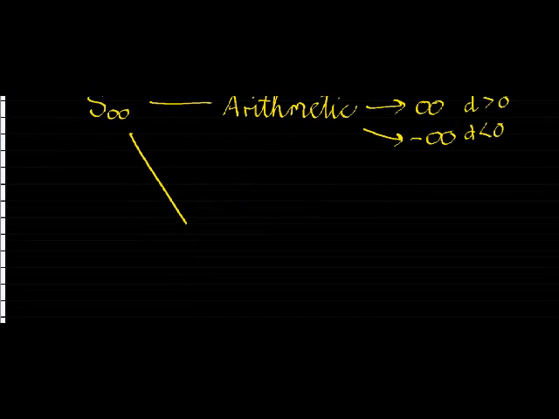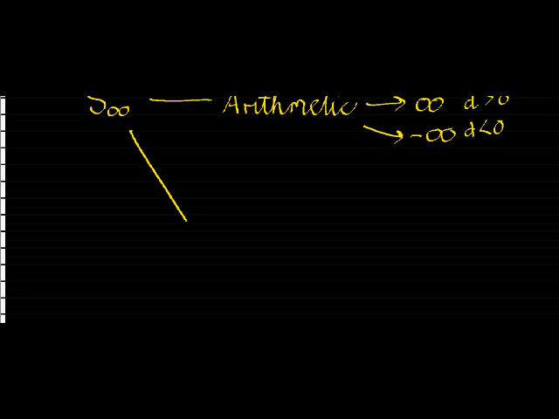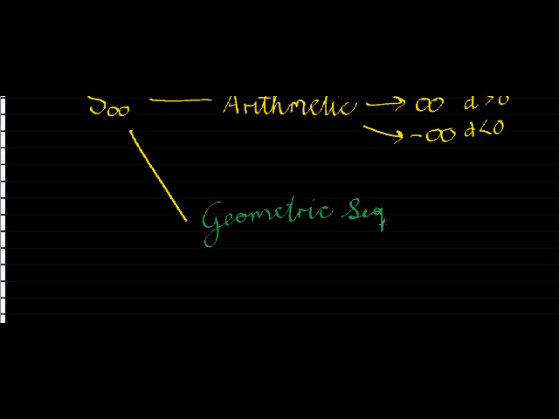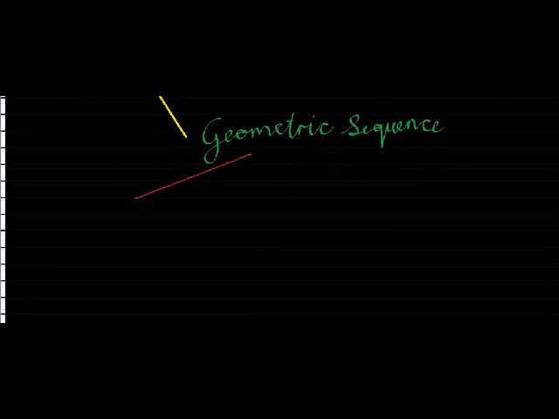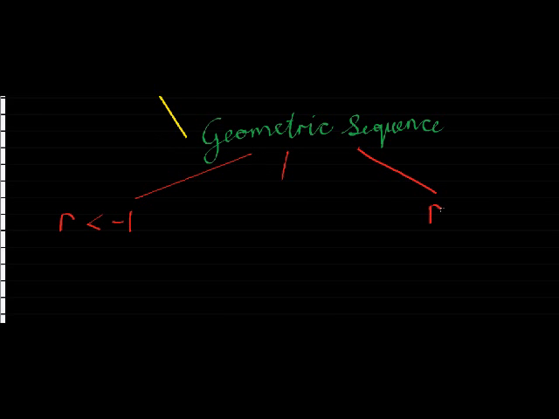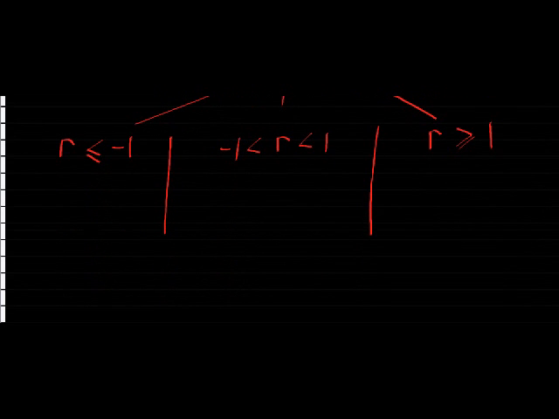Okay, so that means the difference actually lies in the geometric sequence. Now the geometric sequence actually has three options. In the geometric sequence, we obviously are looking at our constant ratio. Our constant ratio can either be less than negative 1, or it can be bigger than or equal to positive 1, or it can be somewhere in between, less than 1 but bigger than negative 1. Those are the three options we're quickly going to look at, and why only one of them would converge.